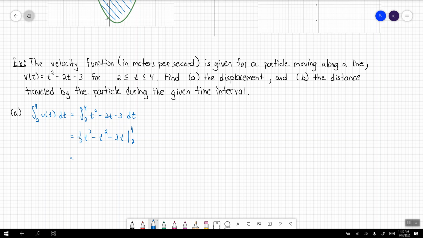So taking the function, evaluating it at 4, we get 1/3 multiplied by 4 cubed minus 4 squared minus 3 times 4. Subtract out 1/3 times 2 cubed minus 2 squared minus 3 times 2. There we are.